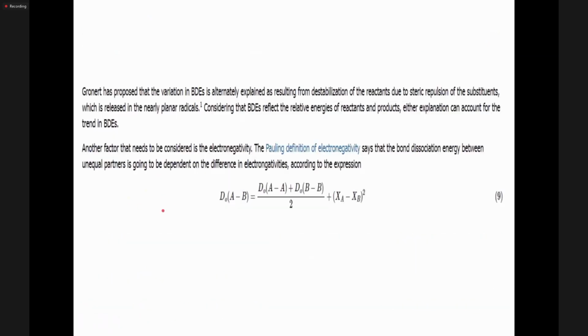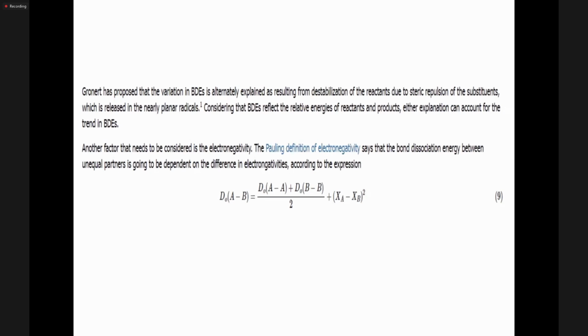Now, there is a scientist, Gronat, who has proposed that the variation in BDE is also explained by resulting from the destabilization of the reactants because there is steric repulsion between the substituents, which is released in nearly planar radicals. Nearly planar radicals means what?